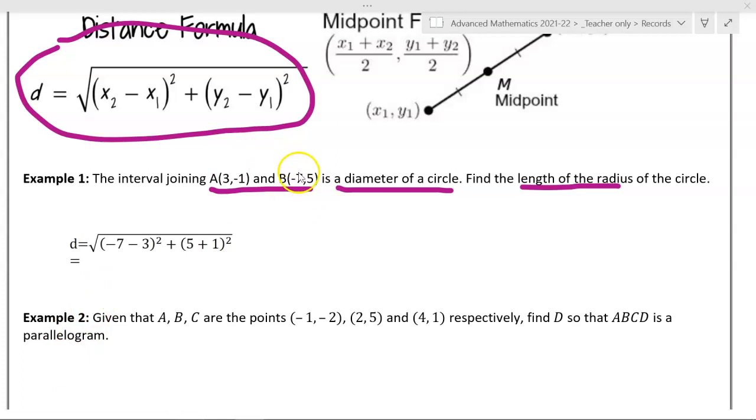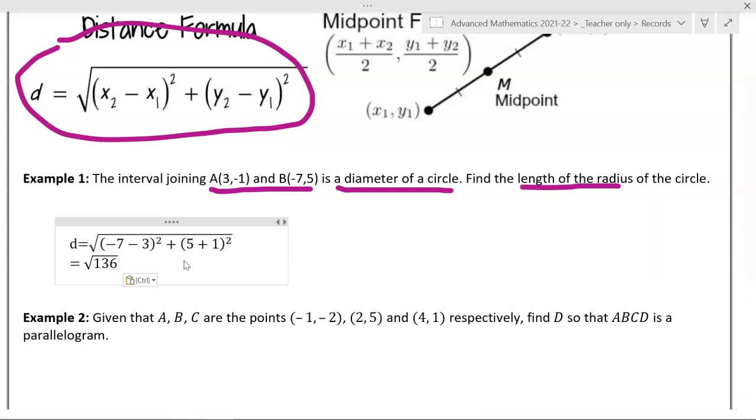Okay, so we've got x2, so -7, take away 3, all squared, and then y2, so 5, take away -1, so +1, all squared. And if the order's different, as long as the 5's with the 1 and the -7's with the 3, you'll be fine. So what I like to do is work out what's under the square root first. So that's 136. And then if we can break that down, we should.